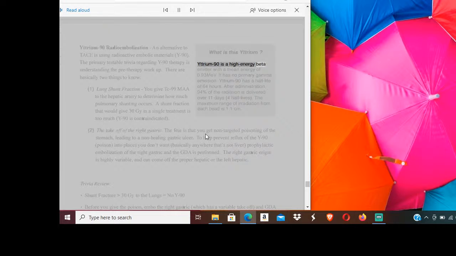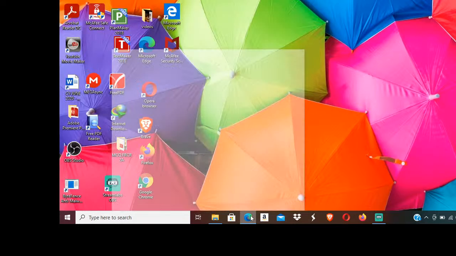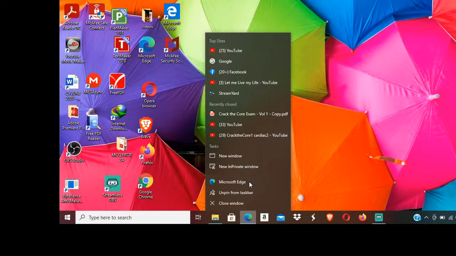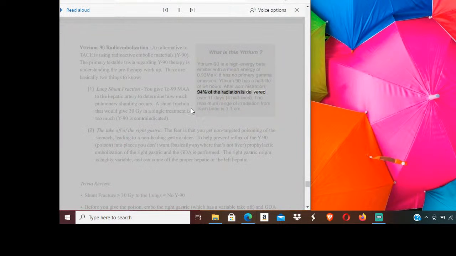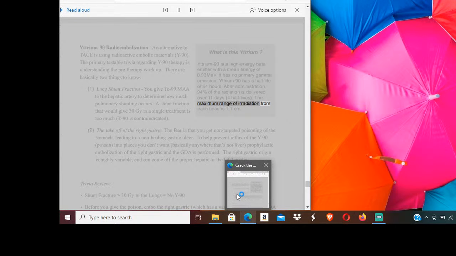Yttrium-90 is a high-energy beta emitter with a mean energy of 0.93 MeV. It has no primary gamma emission. Yttrium-90 has a half-life of 64 hours. After administration, 94% of the radiation is delivered over 11 days, or four half-lives. The maximum range of irradiation from each bead is 1.1 centimeters.